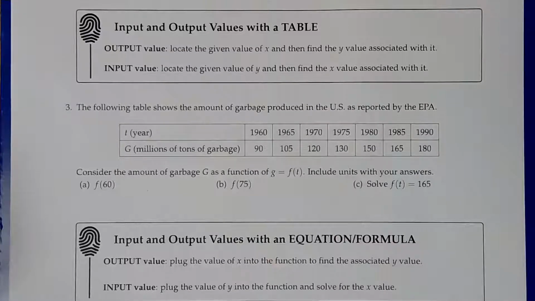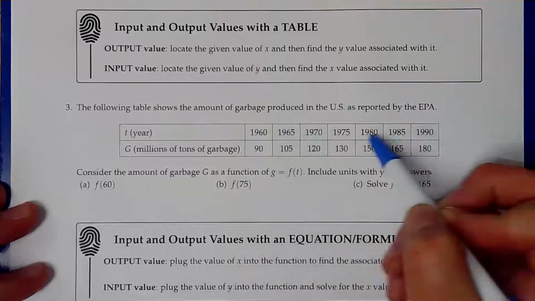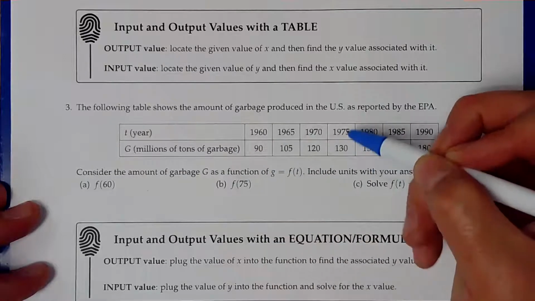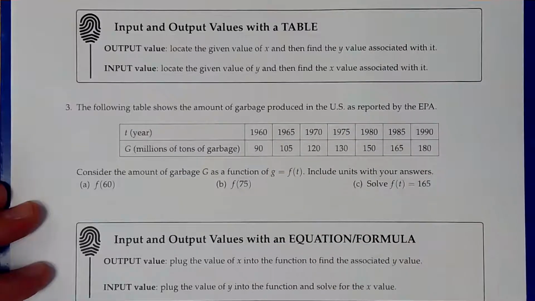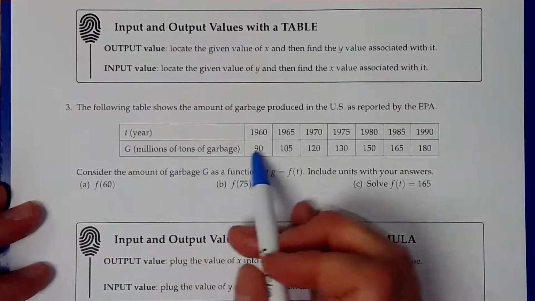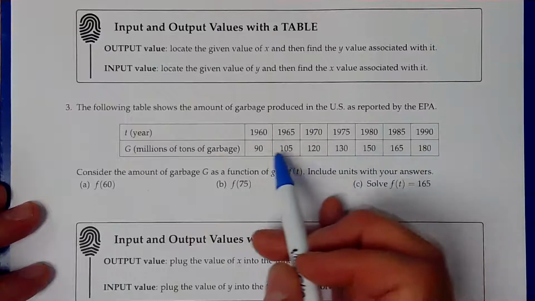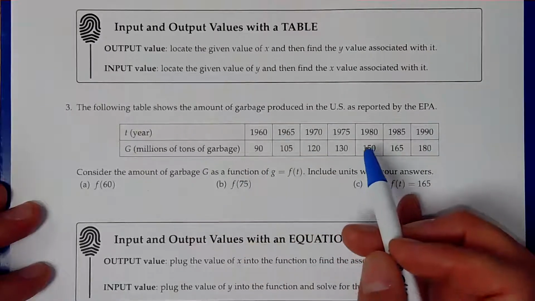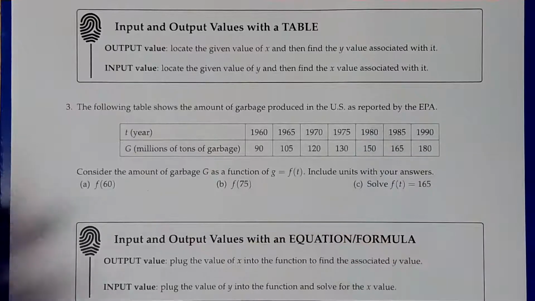For the output value, you're going to be given an independent variable, something out of the first one, and you're going to find the dependent variable that matches. For the input value, you're going to do the exact opposite. You're going to start on the second row or second column where your dependent variable is, find the value you were given, and then look to see what the independent variable was that it came from.